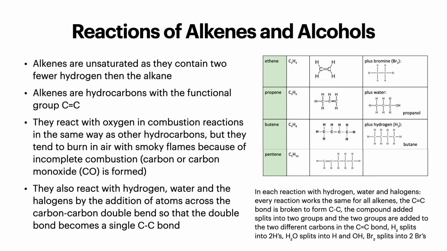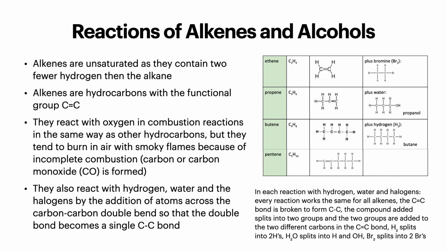Now looking at the reactions of alkenes and alcohols. Alkenes are unsaturated because they contain 2 fewer hydrogens than the alkane, and obviously these have a functional group of a carbon double bonded to another carbon atom. They react with oxygen in combustion reactions in the same way as other hydrocarbons, but they tend to burn in air with smoky flames because of incomplete combustion. So when it comes to incomplete combustion, this is where carbon or carbon monoxide is formed.